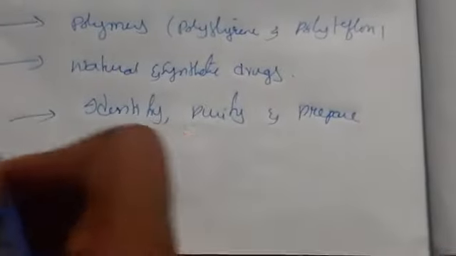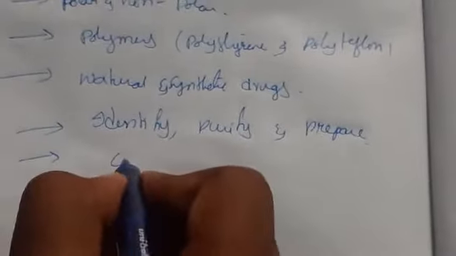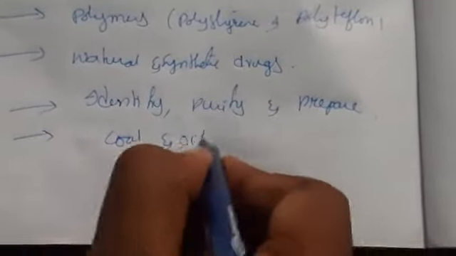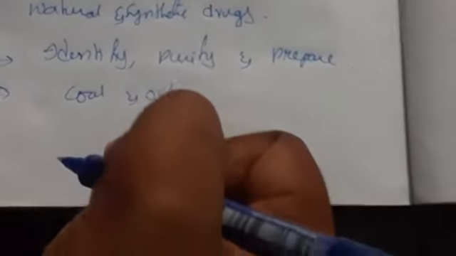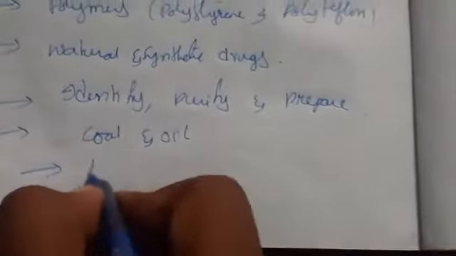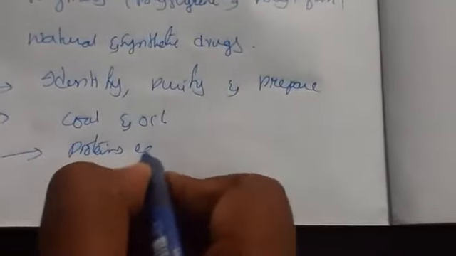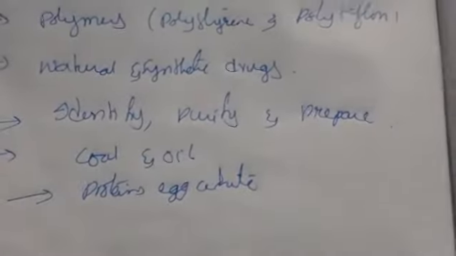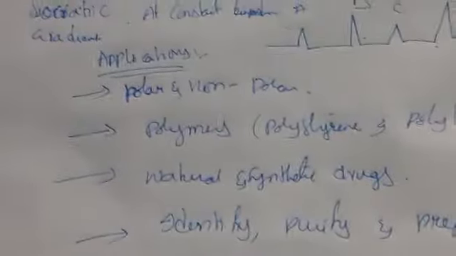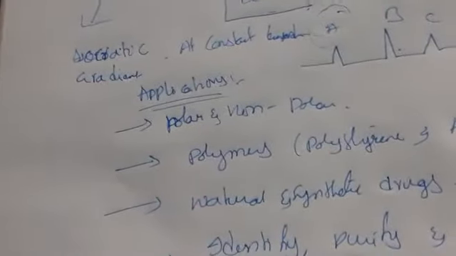It can also be used in body fluids for identification of drugs. It can be used for separation of coal and oil products, for preservatives and antioxidants, and also for proteins such as egg white. If you add any mixture to egg white, it is going to separate it. So these are the applications we are going to use.